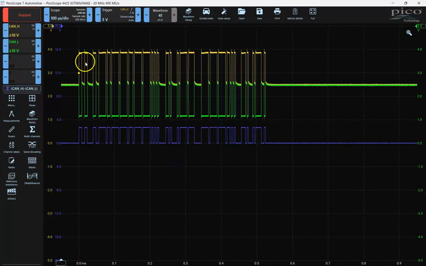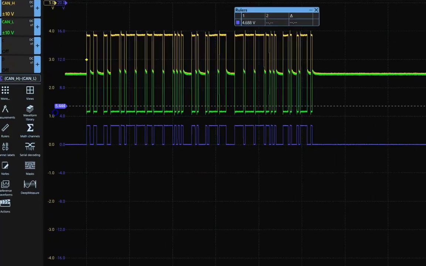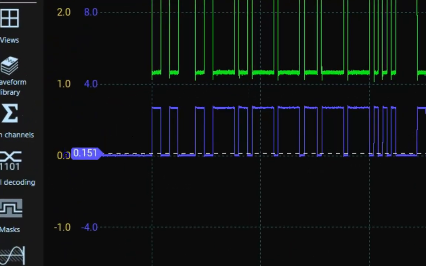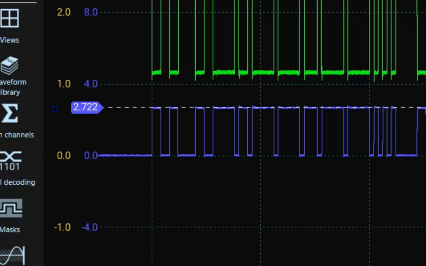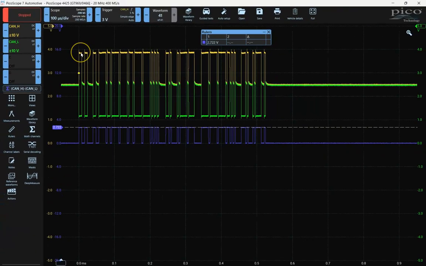We can see that in blue. This is my difference waveform. This is my math waveform. We can see that it's at about 0 volts here, and we're at somewhere around 2.7 volts. So every time we take the voltage of CAN high and subtract CAN low, we create this digital waveform. So this is a digital waveform. It has two logic states, if you would. We'll call it a high and a low for now.